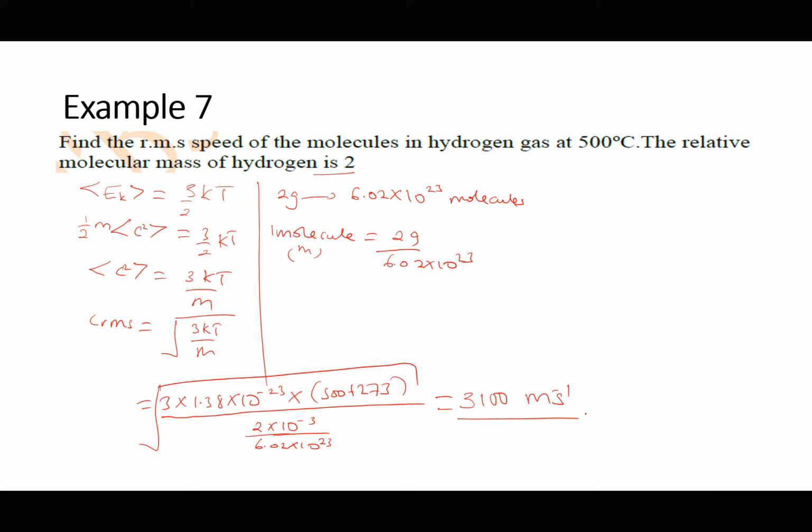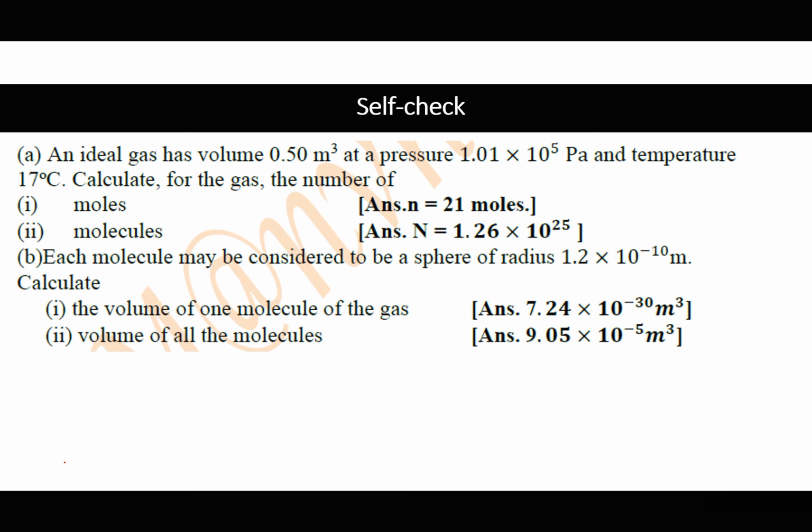Okay, this comes to the end of ideal gases, so we qualify for a simple self-check. If you have been watching this lesson, you should be able to attempt the following self-check. An ideal gas has volume 0.5 meters cubed at a given pressure and a temperature of 17 degrees Celsius. We're going to calculate the number of moles and the number of molecules. The answers are even given; we're just trying to show the working and verify.